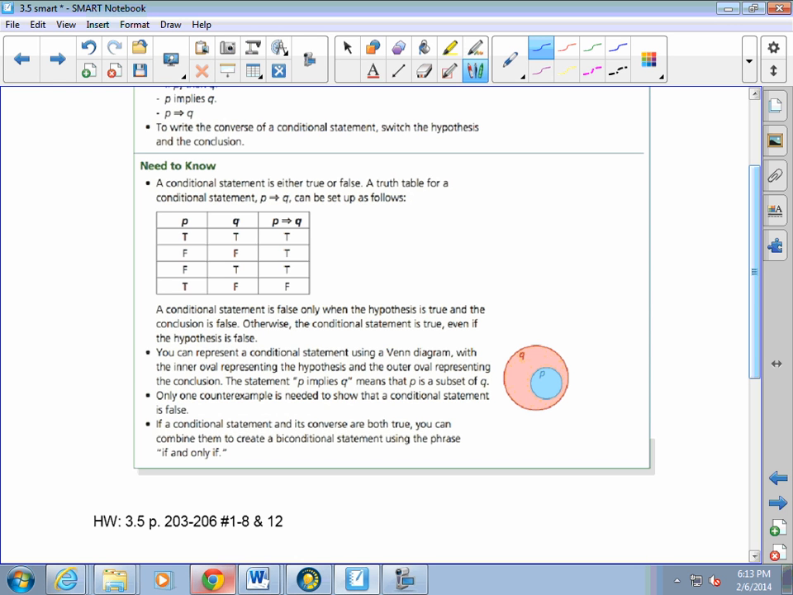And if a conditional statement and its converse are both true, you can combine them to create a biconditional statement using the phrase if and only if. Okay, so that biconditional, you have to be able to prove both the statement and its converse in order for it to be a biconditional statement. So there's your questions, 203 to 206, 1 to 8, and question number 12.